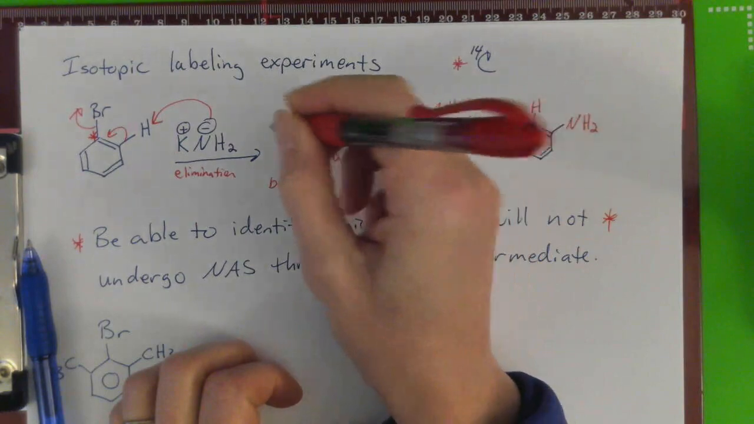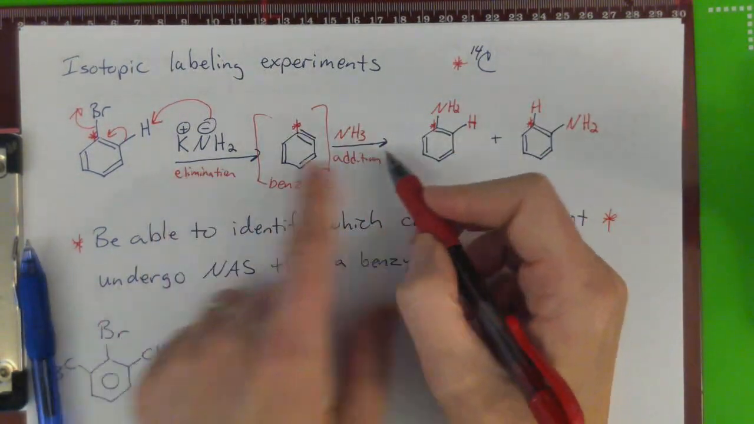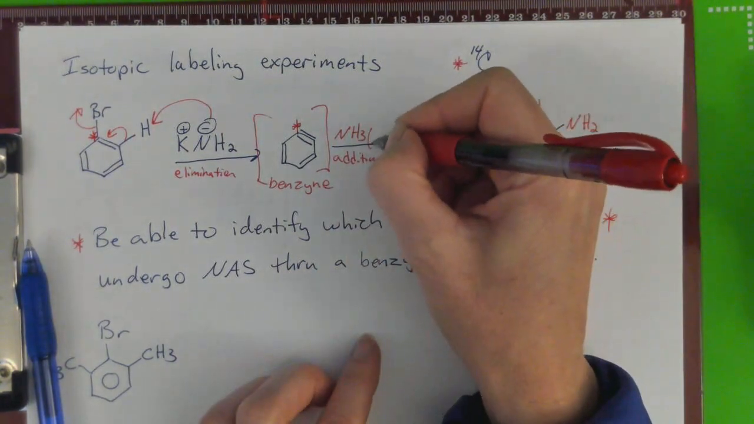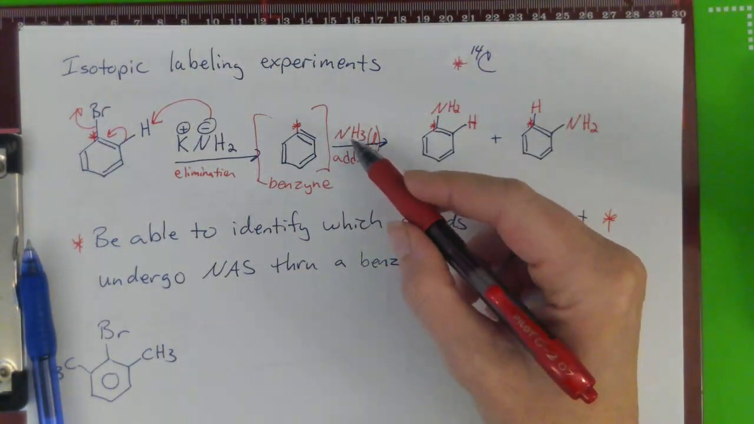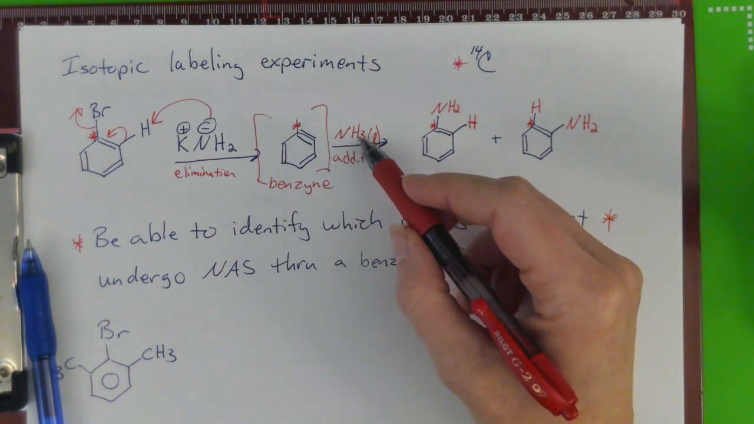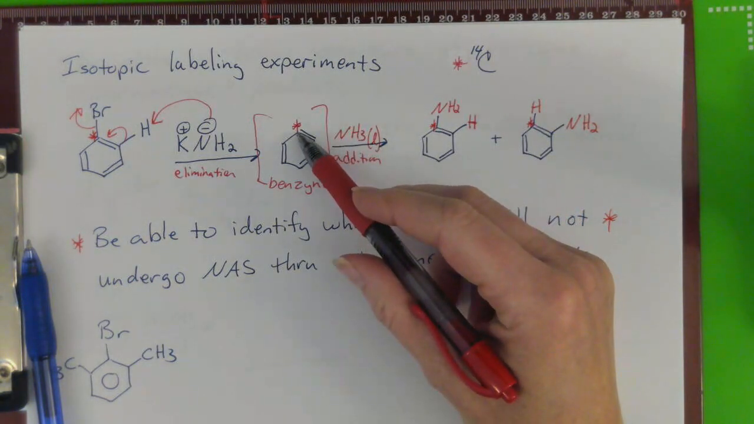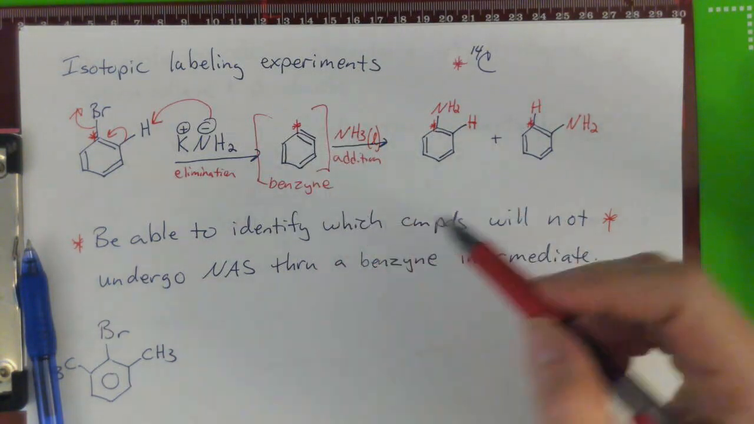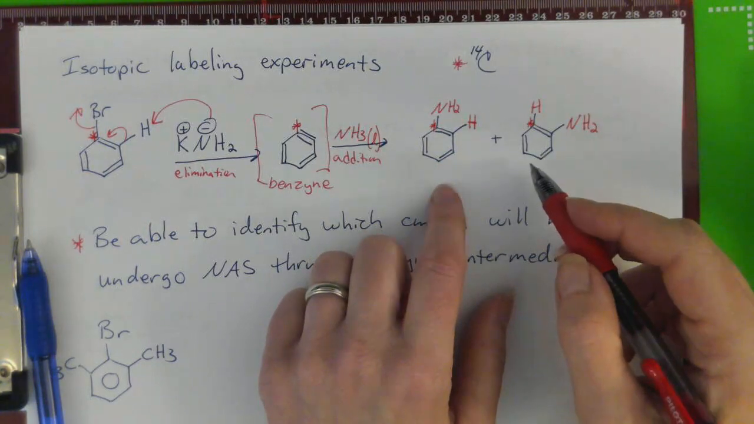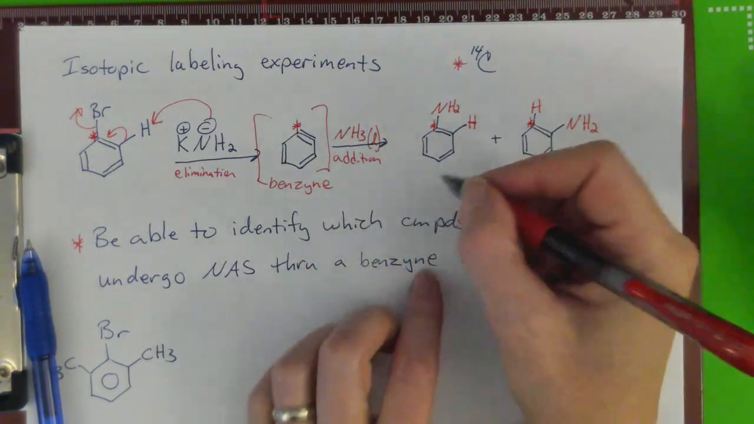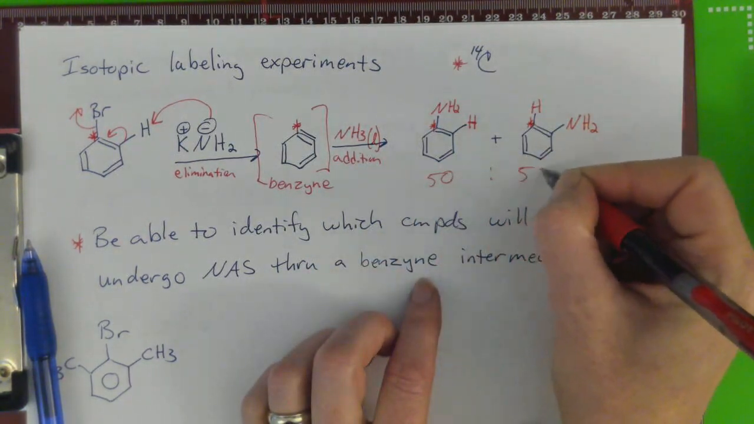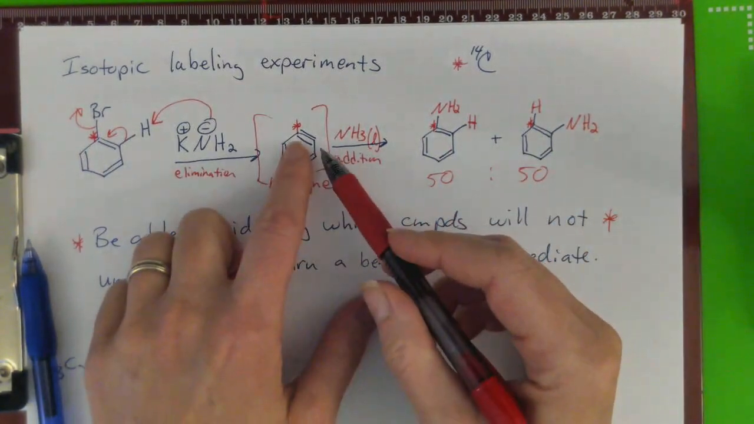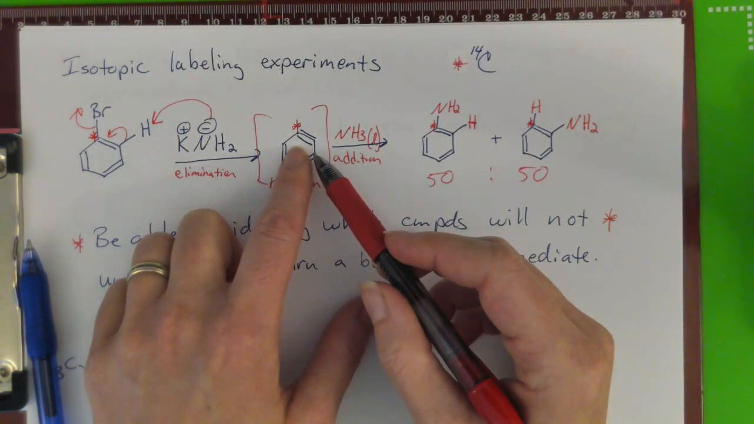Okay, if you want to put brackets around that, fine. And then in the next step, I'm using ammonia. So in your textbook, they'll say liquid ammonia, fine. This is the addition piece where you're going to have a hydrogen going to one carbon here, and then the NH2 to the other. And so what happened when they did this experiment is they did indeed get a 50-50 mixture of these two compounds, which supports this mechanism, okay?